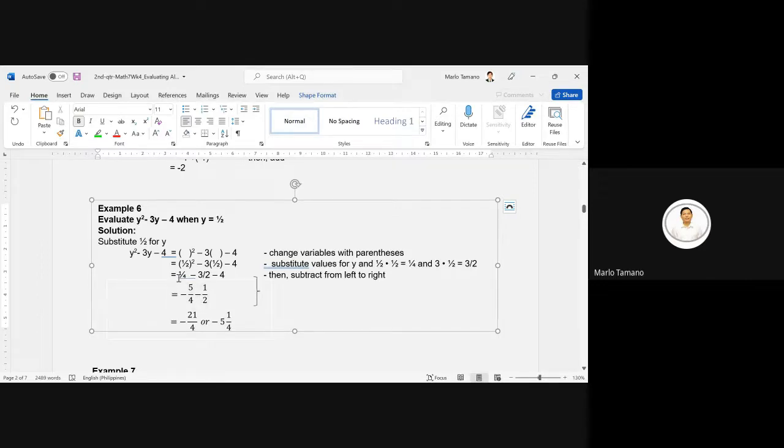So from left to right ulit. Since parehong may minus dyan, ito muna. 1/4 minus 3 halves. Ano sagot? Ano po yung tanong, sir? Naglalag po kasi. 1/4 minus 3 halves. Pwede kayo mag-cross multiply.